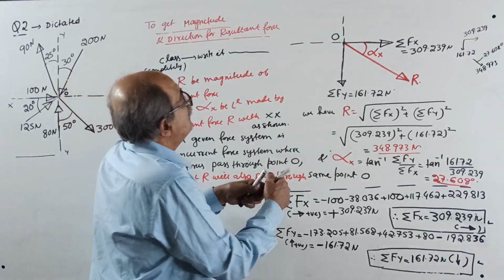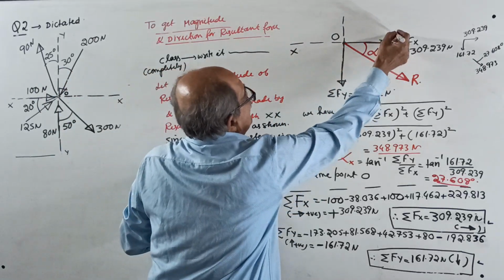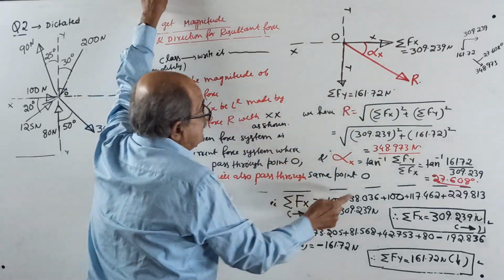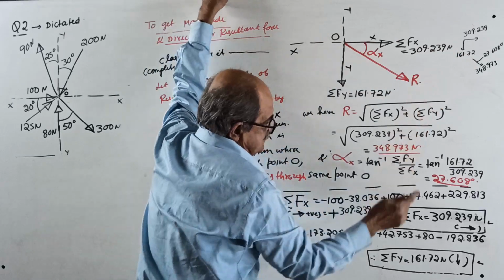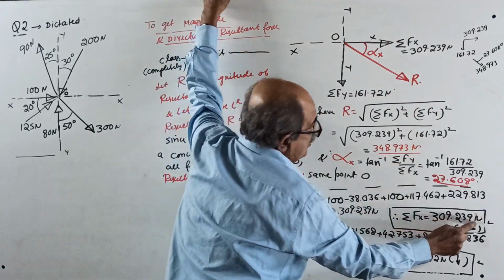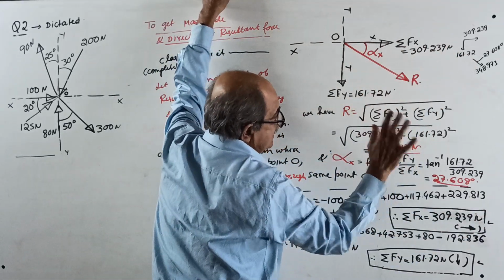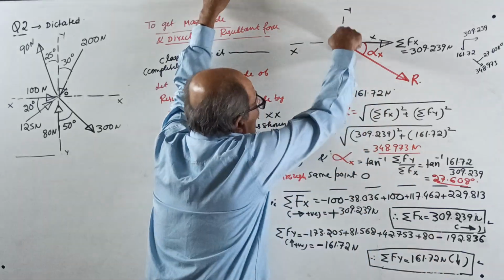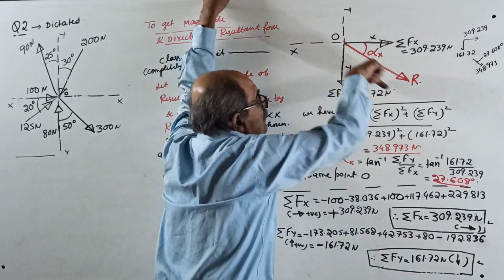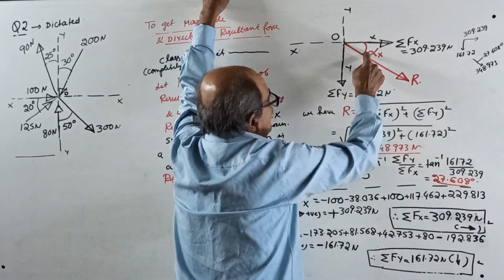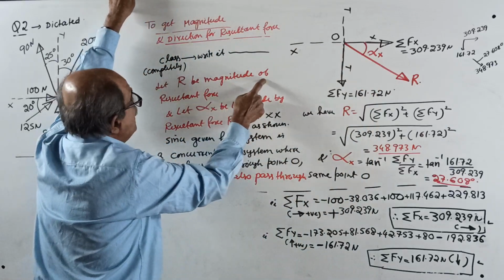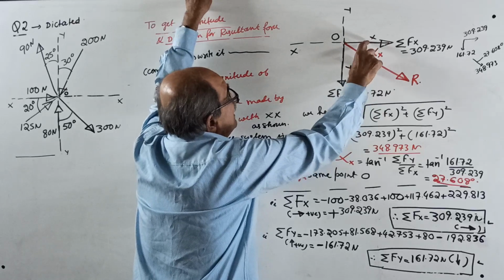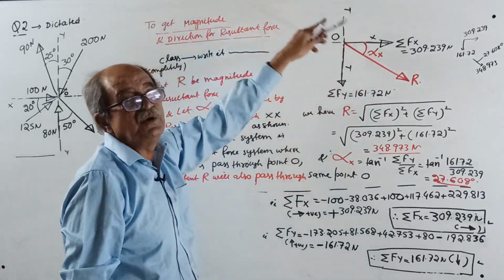Now, as usual, XX, YY are not required. Through the point O, sigma Fx we got is 309.239 to the right, no minus or plus sign now. Sigma Fy we got is 161.72 downward, no minus sign. The resultant will pass this way. The angle is alpha x. I wrote here: let R be the magnitude and alpha x be the angle as shown in the figure. Which angle? The one nearest to the horizontal.